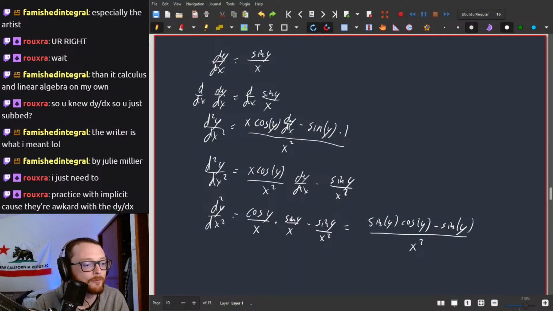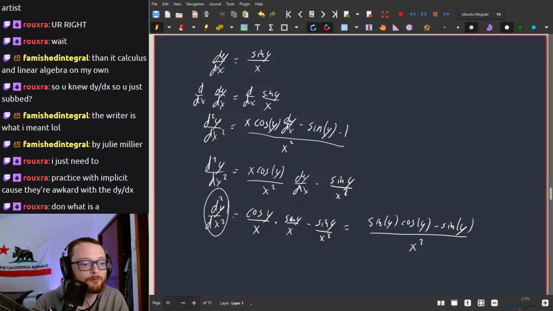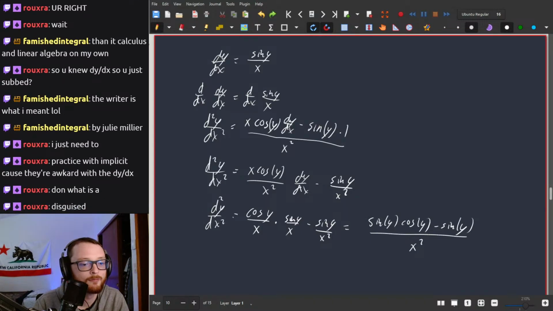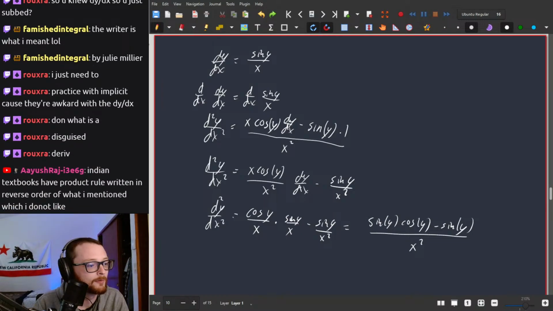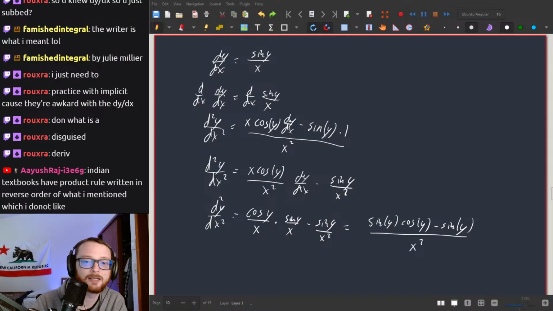Right, so implicit because they're awkward with the dy by dx. Yeah, this notation for a derivative is always awkward. A lot of math notation just kind of gets more and more awkward. You have a product rule written in reverse order, but I mentioned, ooh, that is weird. A disguised derivative? I haven't heard that before. Let me Google it.